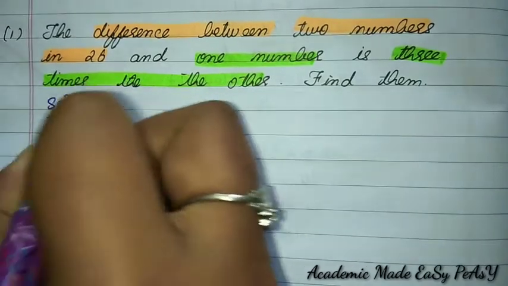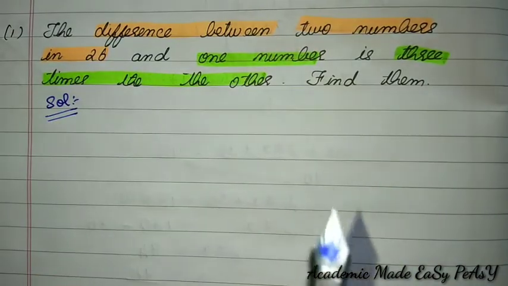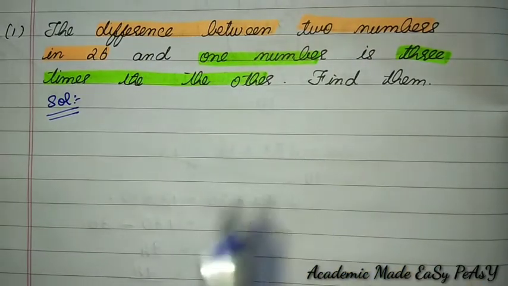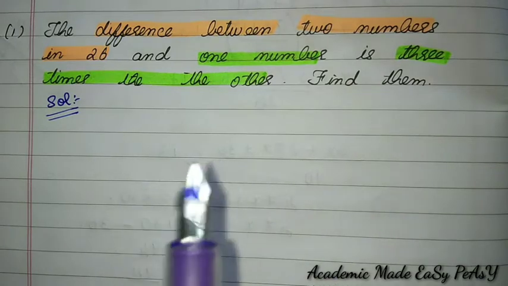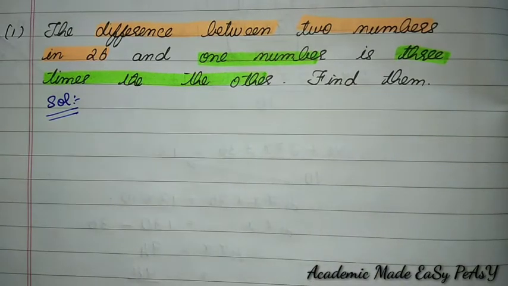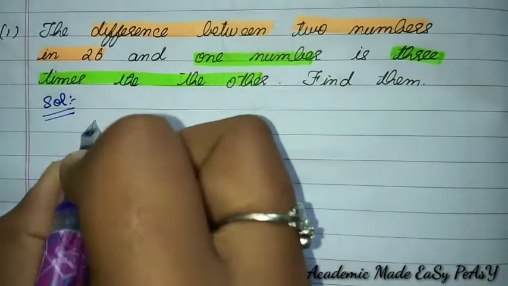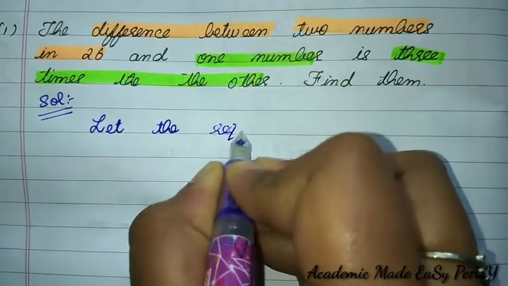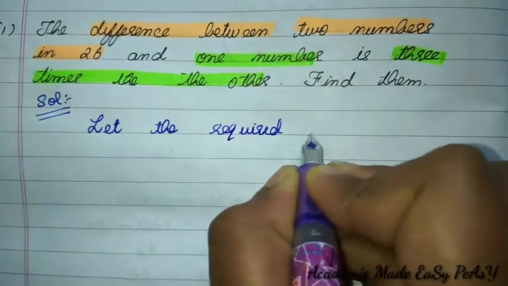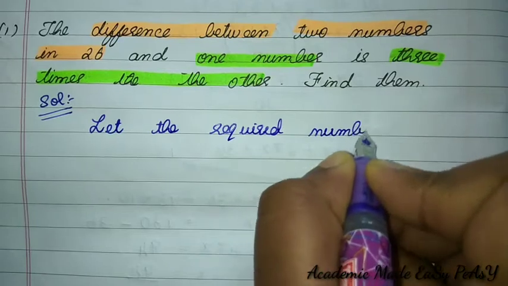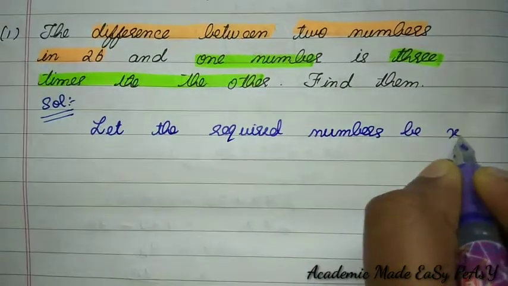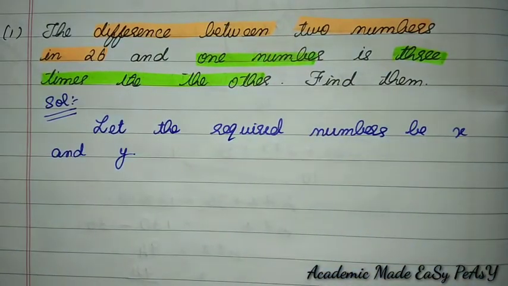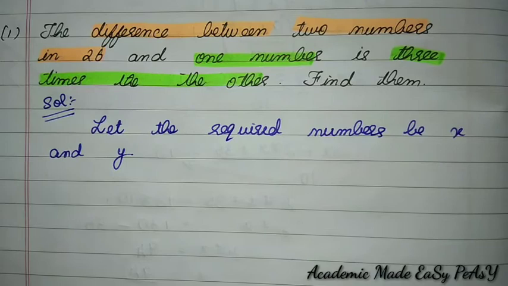Solution. Here nothing is given. Is there any number given over here? No. Nothing is given. So we should take any two numbers. So let the required numbers be x and y. We don't know the numbers, so we took, let the required numbers be x and y.